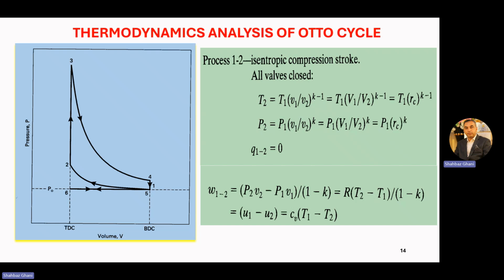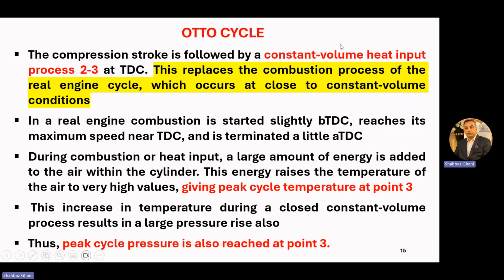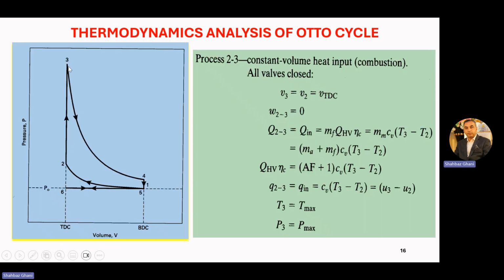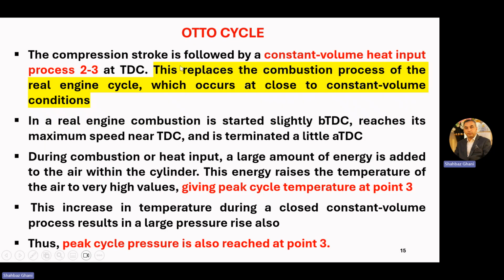Now, the compression stroke is followed by a constant volume heat input process from 2 to 3. Here, from 2 to 3 is a constant volume heat input. Combustion is going on from 2 to 3. So the compression stroke is followed by a constant volume heat input process 2 to 3 at TDC. This replaces the combustion process of the real engine cycle, which occurs close to constant volume condition. In a real engine, combustion is started slightly before TDC, reaches its maximum speed near TDC, and is terminated a little after TDC.